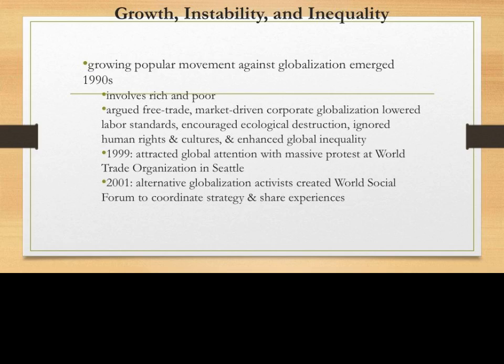And that attracted global attention with massive protests at the World Trade Organization meeting in Seattle that was held in 1999. And by 2001, alternative globalization activists created the World Social Forum to coordinate strategy and share their experiences. So we talked about unprecedented growth, but what about stability? And then there's that other question: unprecedented growth, but what about social justice?